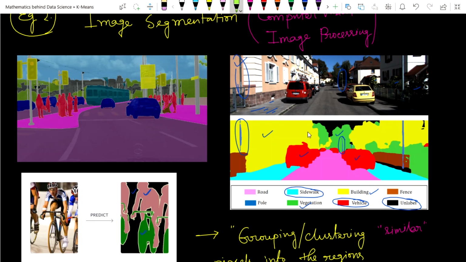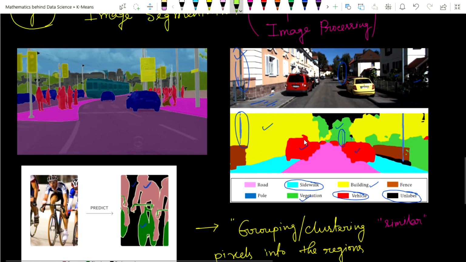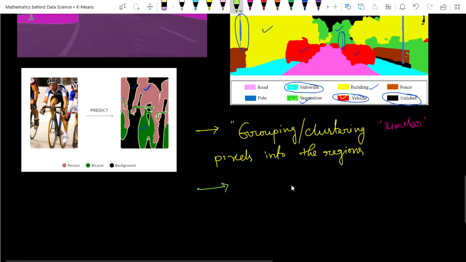Let's see these things a little better. Using colors, they have denoted the objects. Using the red color, the computer has detected that it is a vehicle. Using the yellow color, it has detected that it is a building. Using the light blue color, it's detected that it is a sidewalk. Using the green color, it has detected the vegetation. So for object detection, it is very useful.